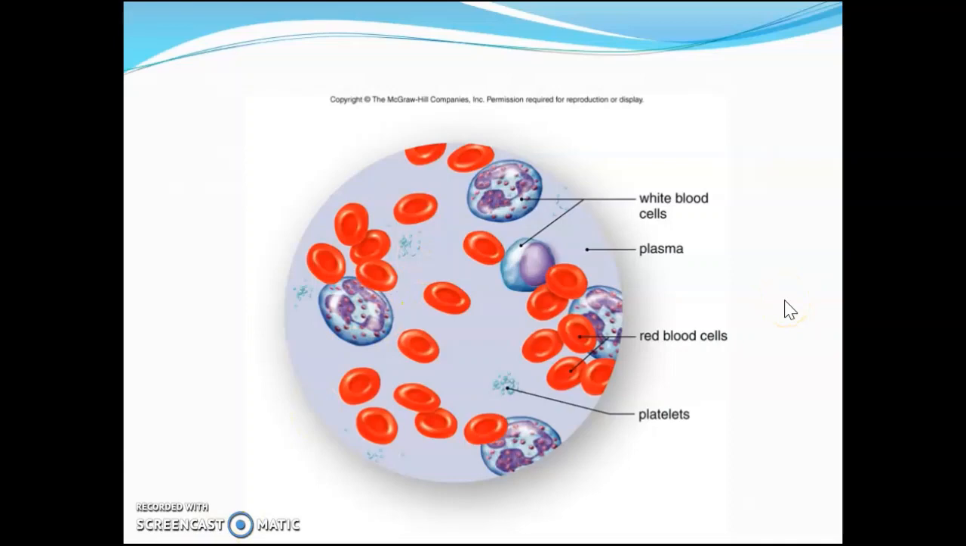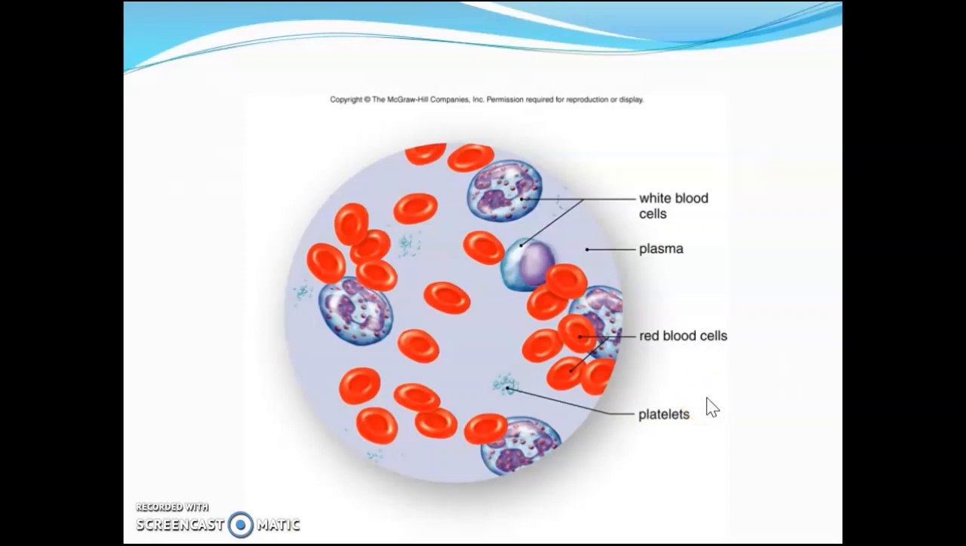The second component of blood is the white blood cells. There are many different types of white blood cells that could be found in an animal. However, in general, the function of white blood cells is to protect against pathogens or protect against infection. White blood cells and red blood cells are produced in the bone marrow.